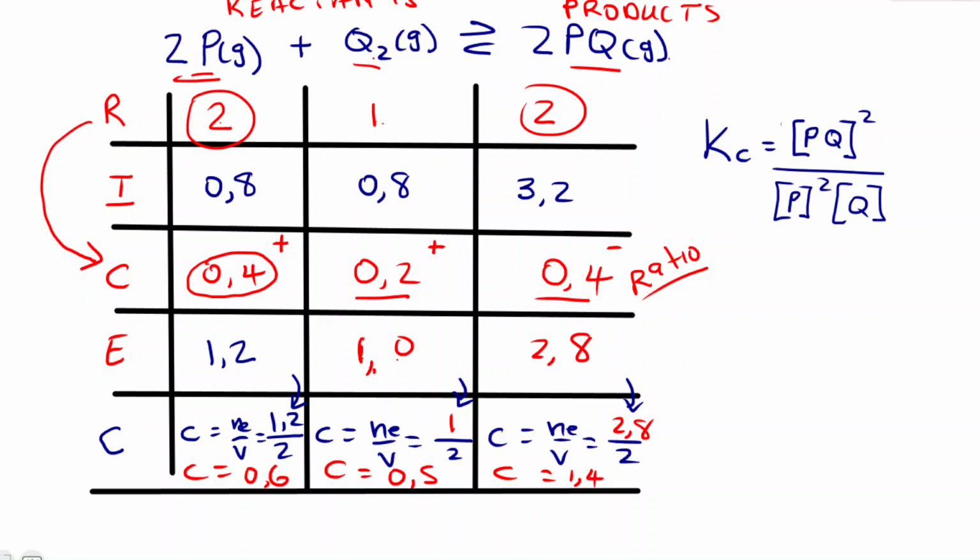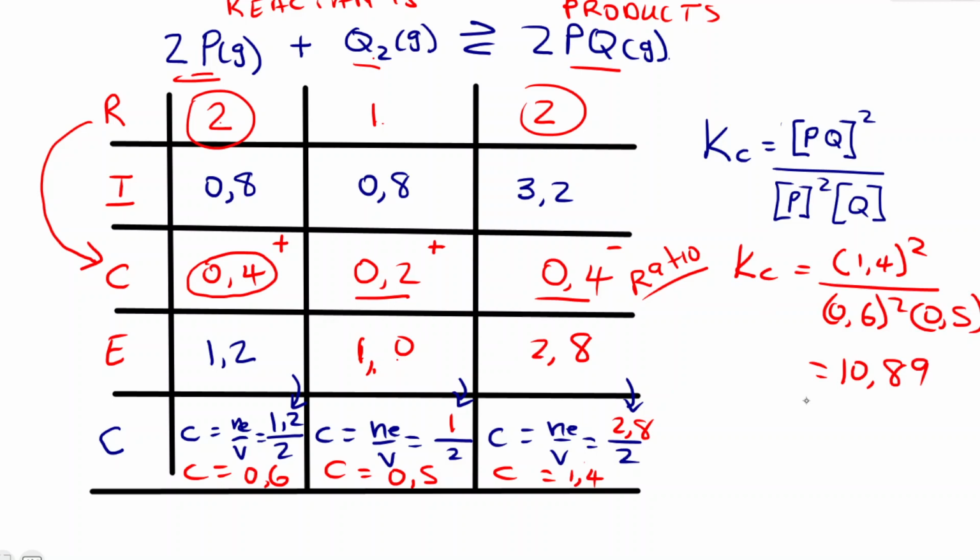So when you punch all of this in your calculator, you'll get something like 10.89. So that will be the value for your Kc. So that is how we calculated Kc for this exothermic reaction. Yeah, so this is the end of our video.